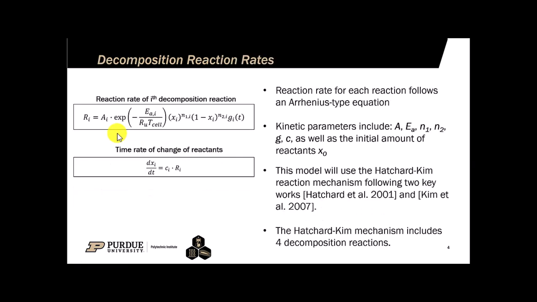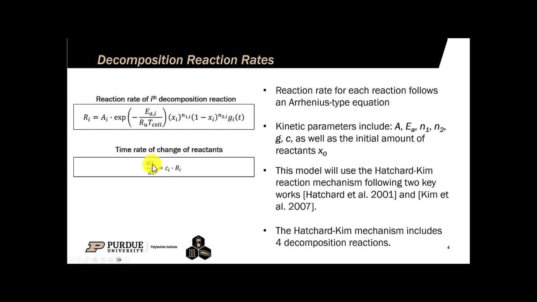The reaction rate of the ith decomposition reaction is shown here and follows an Arrhenius type expression. The kinetic parameters are A, frequency factor, Ea, activation energy, X, dimensionless amount of reactants remaining, N1 and N2, reaction orders, and Gi, a reaction modifier.